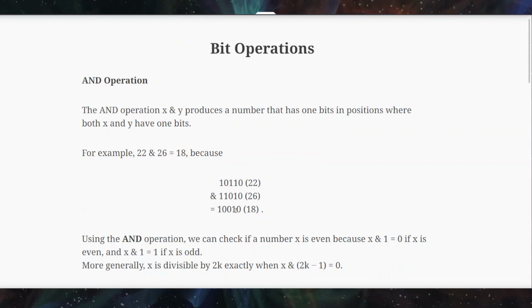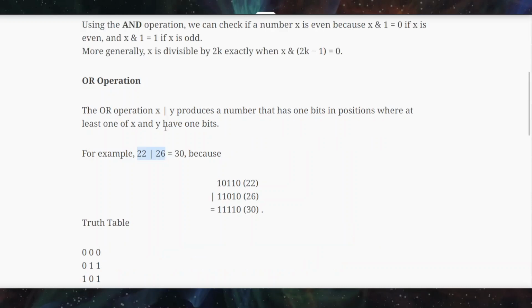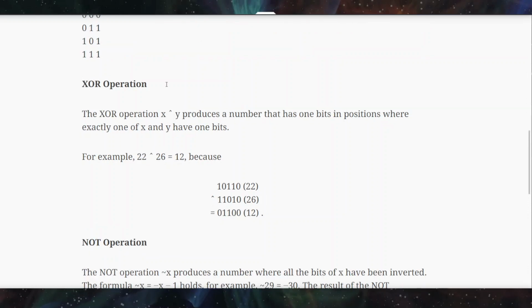This is the condition. So let's come to our OR operator. Here we take the example 22 or 26. Above we took the same example and performed an ANDing operation, and it gave output 18. But you can see that here the output is 30, as it is the OR operation on the given digits. So let's move to the next operator, the XOR operator.